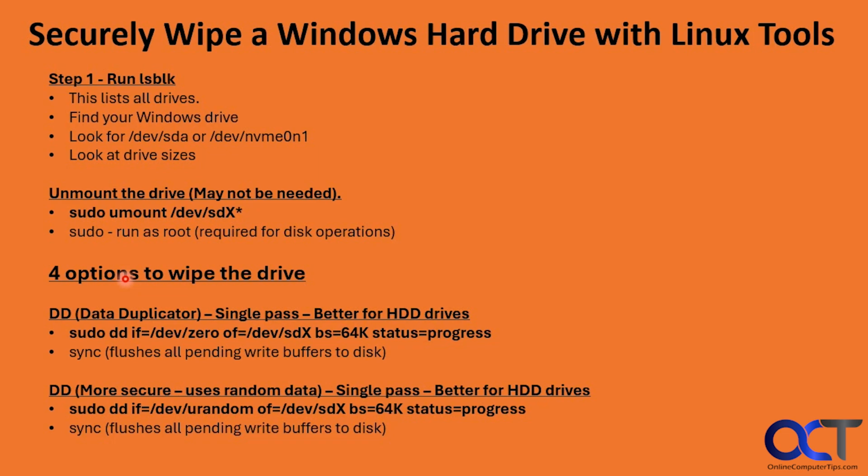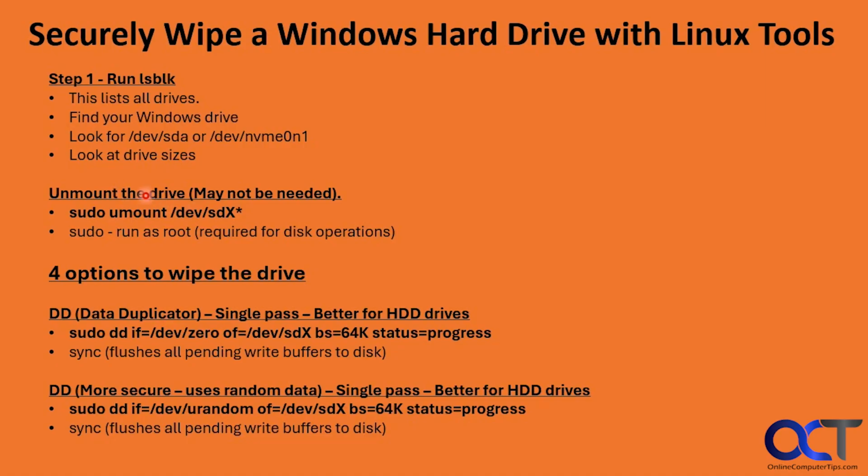Alright, so the first thing you might want to do is run lsblk to list all the drives, and that way you could find your Windows drive or your other drive if you have more than one. Then you want to look for the drive designations here, such as /dev/sda, sdb, or for NVMe drives, they might show up as nvme0 and nvme1. One thing I recommend is taking a look at your drive sizes if you have more than one, just to make sure you're wiping the right drive. But in most cases, your Windows drive should show up first and then any secondary drives after that.